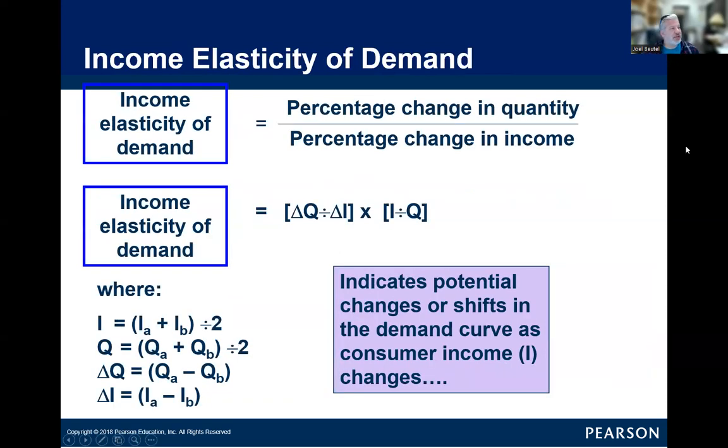So how do we measure income elasticity of demand? Now it's going to be percentage change in quantity divided by the percentage change in price. This indicates a potential change or shifts in the demand curve as consumer income changes. I'll let you guys pause and work through the math and put the substitutions in. But I think this is a good place for me to write out the way other textbooks show it, since I can do it for the other one. But you can kind of back into it.